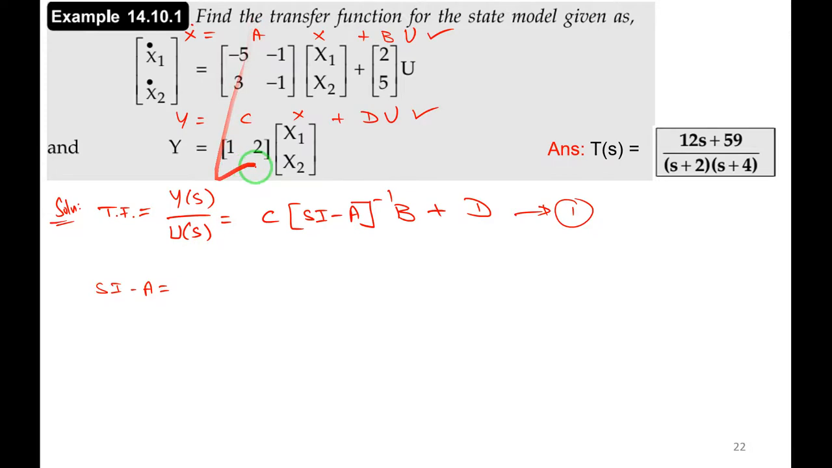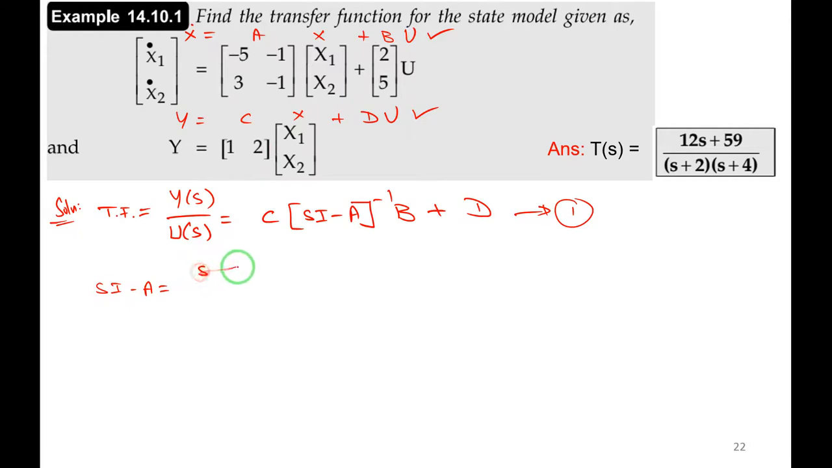So I have written A, B, C, D. I have identified this is the A matrix, this is the B matrix, this is the C matrix, and the D matrix is 0. Right? The D matrix is 0. So the A matrix is of order 2 cross 2, so the identity matrix I should take should be 2 cross 2.